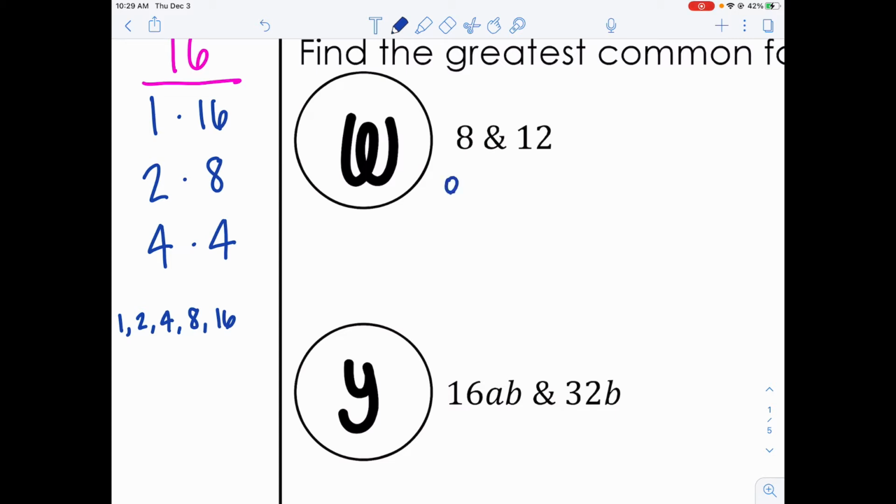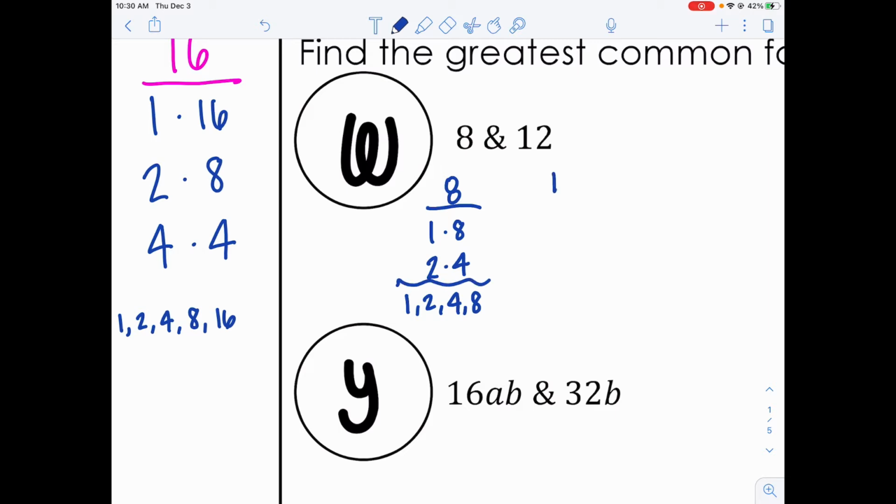So factors of 8. 1 and 8 are factors of 8, and 2 and 4 are factors of 8. 3 doesn't go in. I already have 4 written. 5, 6, and 7 don't go into 8. So these are my 4 factors for 8. So 1, 2, 4, and 8 are the factors.